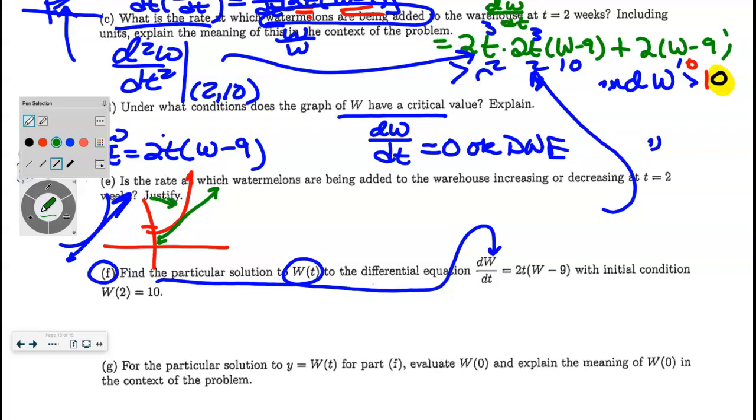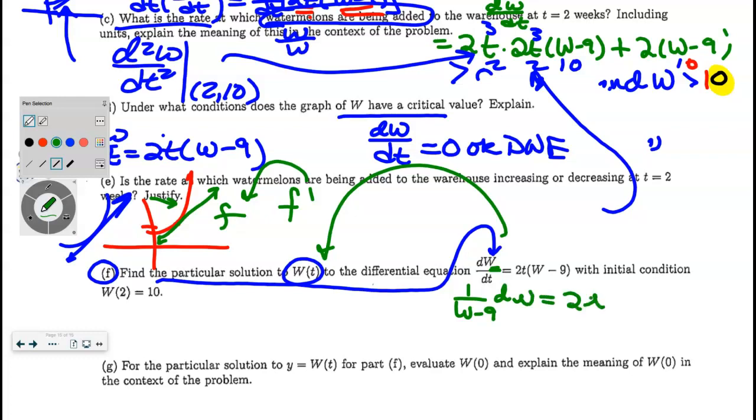So what skill do we use to figure out what W was? This is separation of variables. You know you need to integrate to get from the rate back to the original function, or from f prime back to f. To remove a rate, you integrate, but you can't integrate with mixed variables. So you're going to separate this. You're going to go 1 over w minus 9, keep all the w's on the left, and then we're going to go to t dt.